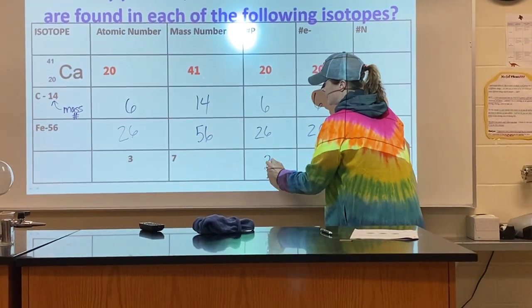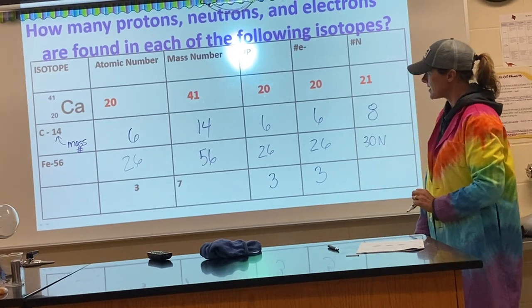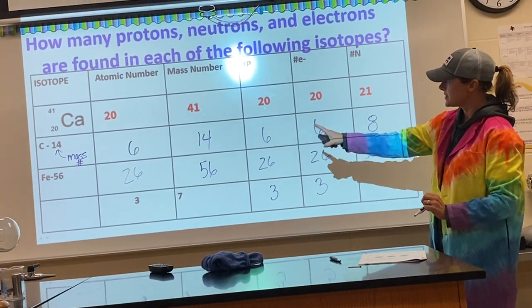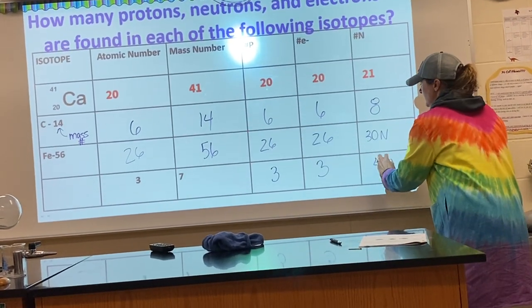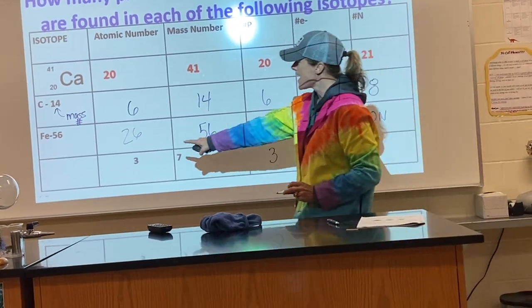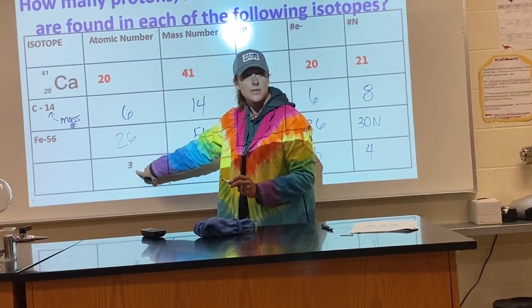Let's fill in this stuff first. So proton and electron count is 3. And now my neutron is 7 minus 3, so 4. And the atomic number will dictate what the element is.